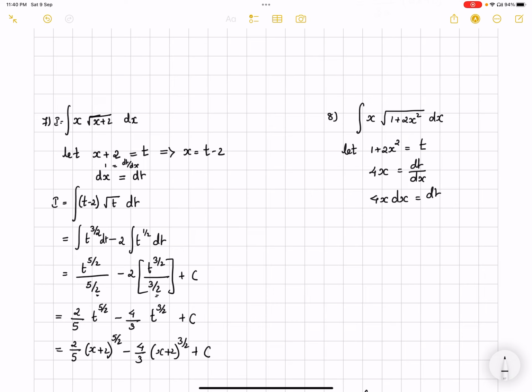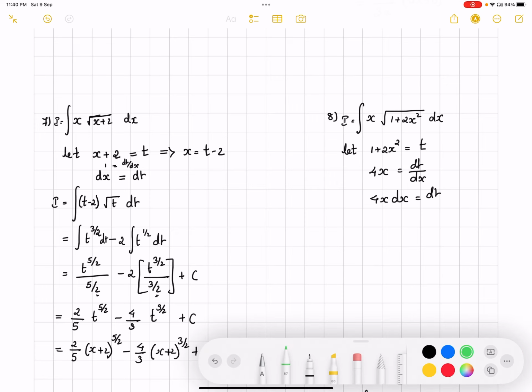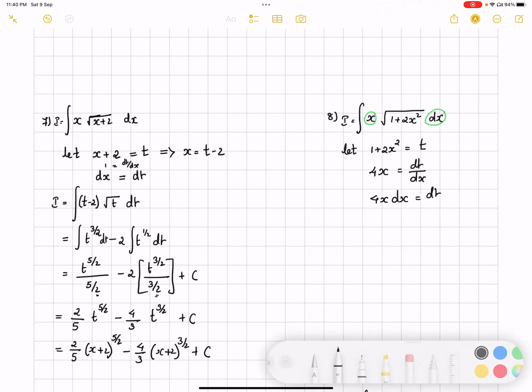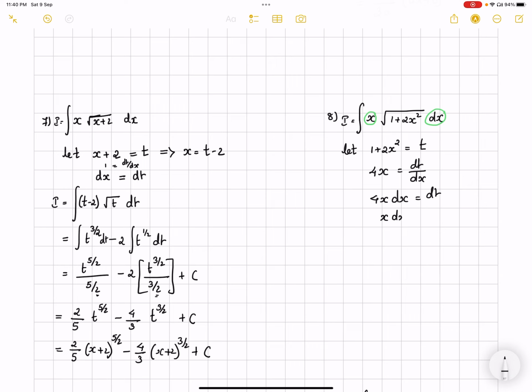But if you observe the problem, I have x and dx in my question. X is there, dx is there. But I don't have 4 there. So in that case, how I would be doing a change is x dx is equal to dt by 4. This is how we would be doing. Now let's come back to our substitution procedure. So now here I have root t dt divided by 4. So 1 by 4 is a constant which comes out, and I would be integrating root t dt.